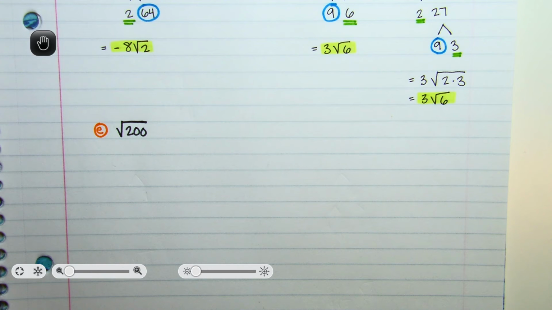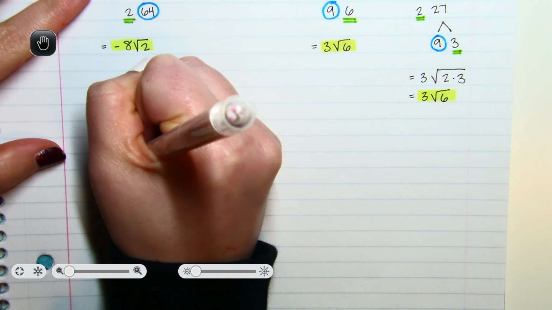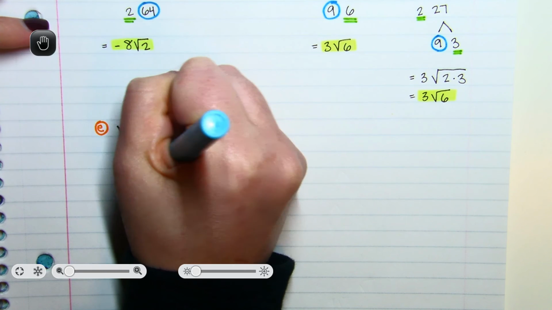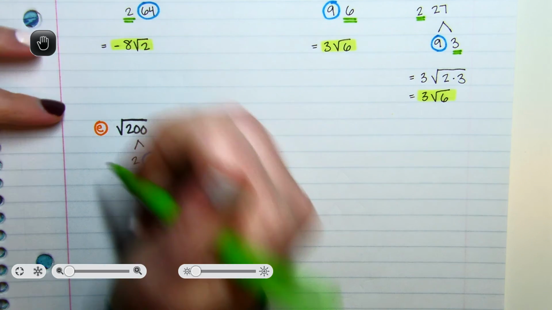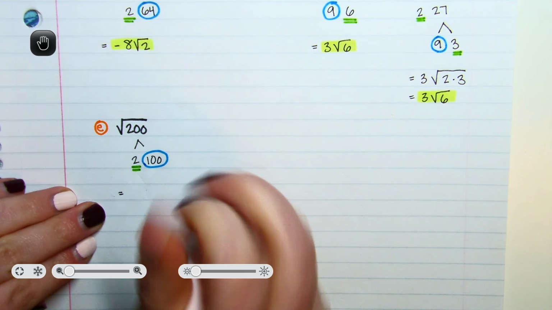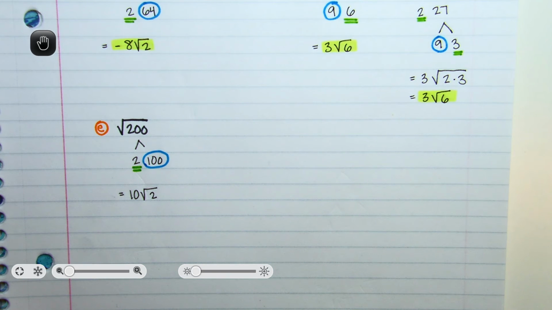Speaking of problems that have lots of different ways to do them, I'm going to show you an example with the square root of 200, different ways of doing this. So some of you may look at this, and the first thing that comes to mind is 200. Well, that's 2 times 100. 100 is a perfect square, and I'm left with 2 on the outside. So the square root of 100 is 10, and then what's left underneath the radical is 2.